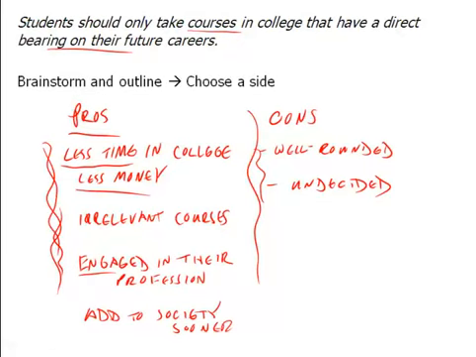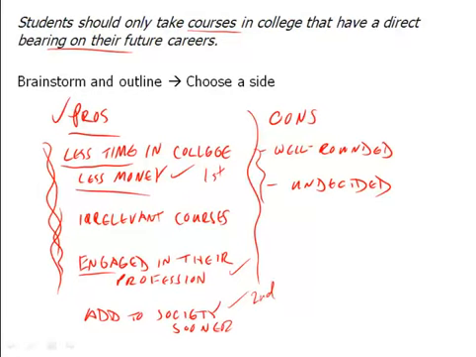So you think to yourself, I'm going to choose pros. I'm going to start off my argument with less time in college, less money, and that's going to help me flow into they're engaged in their profession sooner and helping society. Maybe that would be my first paragraph here, opening paragraph, second paragraph.